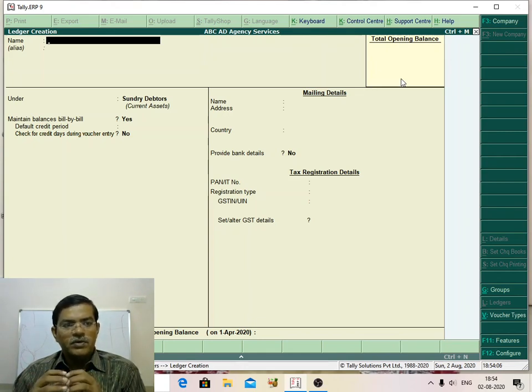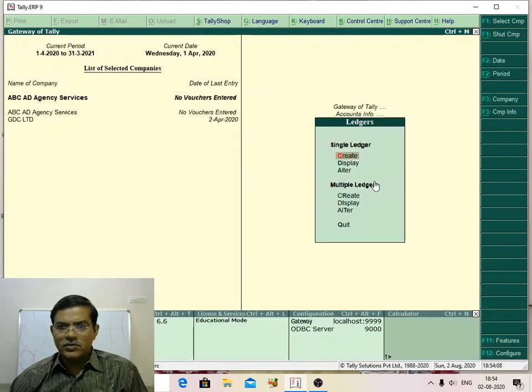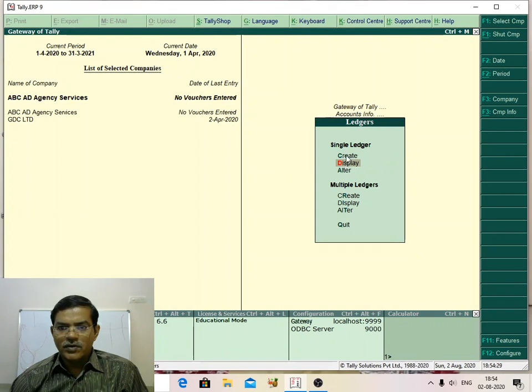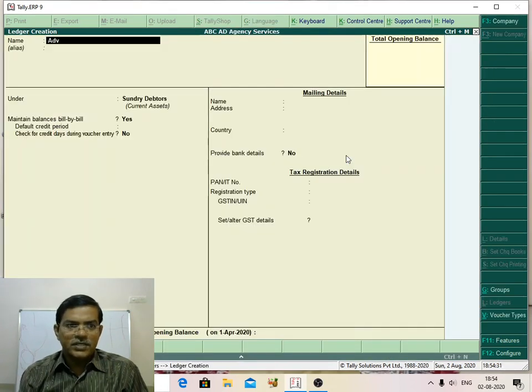Now I am creating one more. Let me check what ledger masters I created, and display. Here I created Padma, Raju, and here I created transportation charges, advertisement local. I want to create advertisement non-local customer, right? I want to create one more. Okay, I want to create advertisement non-local.